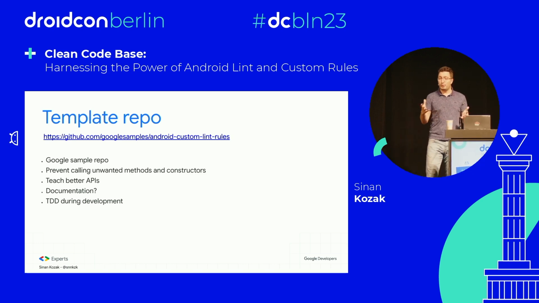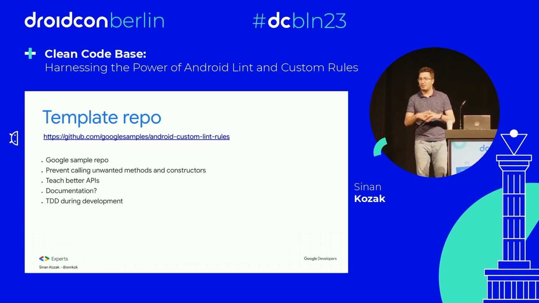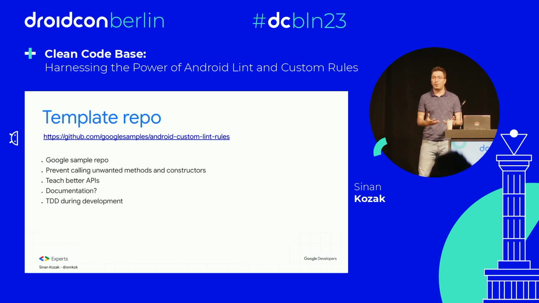You can use your own custom lint rules to teach better APIs to your team, prevent calling forbidden APIs. There could be a deprecated function which you would like to prevent anyone calling, because the deprecation annotation is just a visual annotation by itself, but you can also get your own annotations like obsolete or API levels and use those kinds of things.